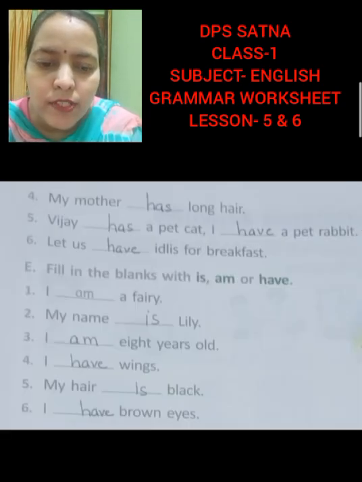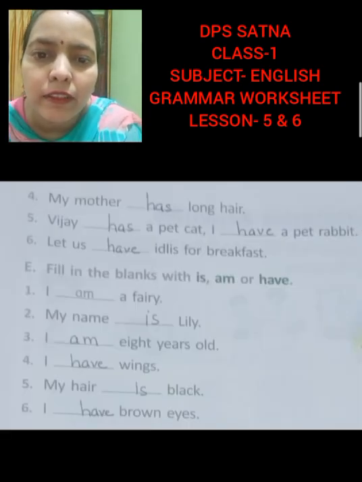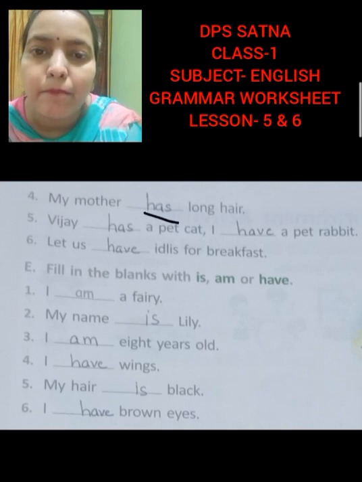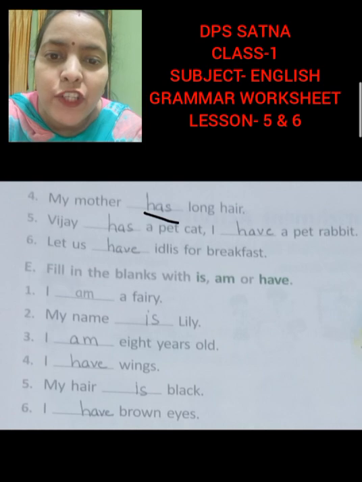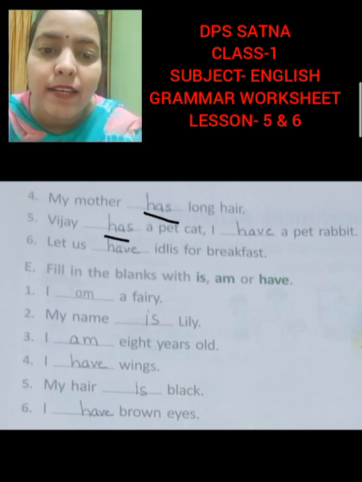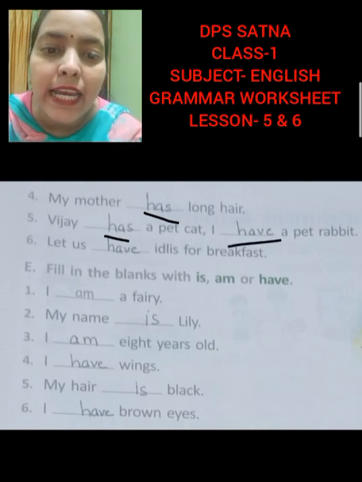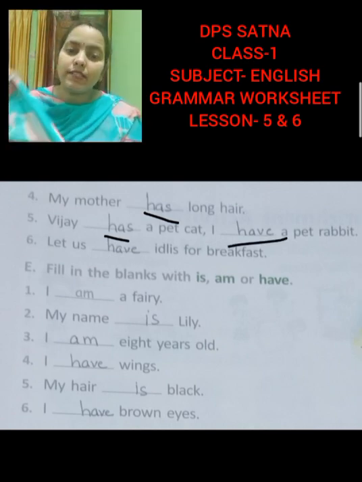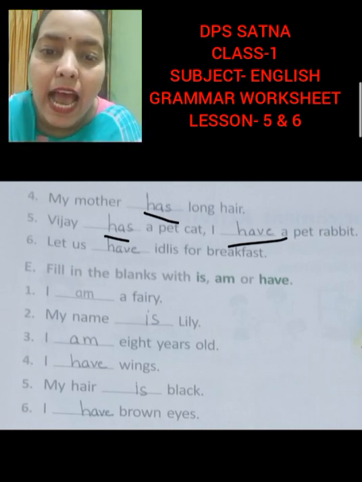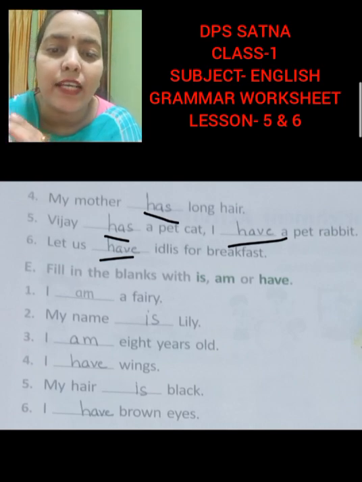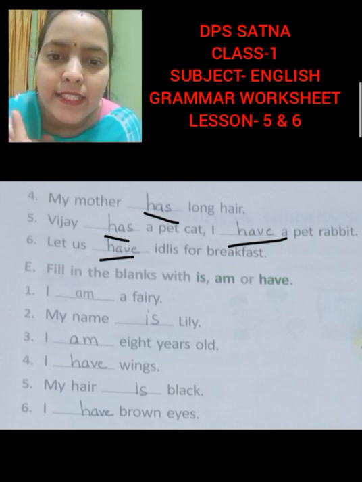Now the fourth sentence is my mother dash long hair. My mother has. Now the fifth one, Vijay dash a pet cat. Vijay has. Now I dash a pet rabbit. I have. With I always have will come. Now the sixth one, last one, let us have idlis for breakfast. Okay. Now we are going to do the last exercise.